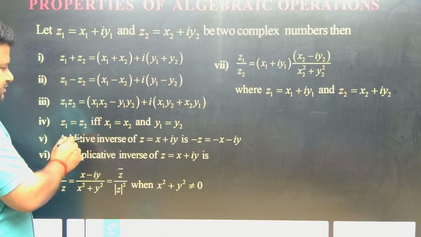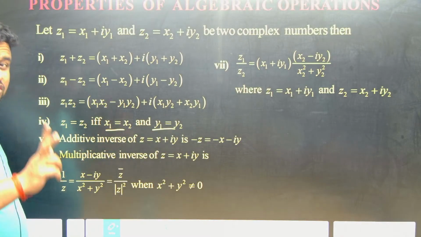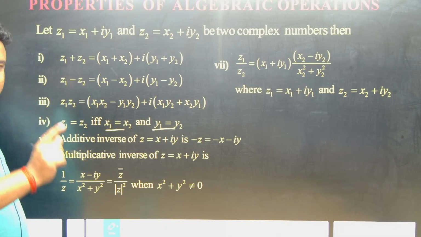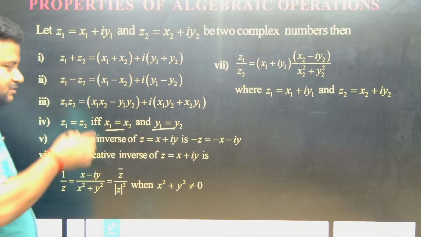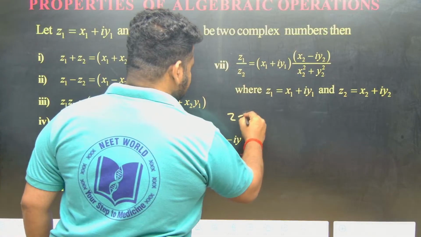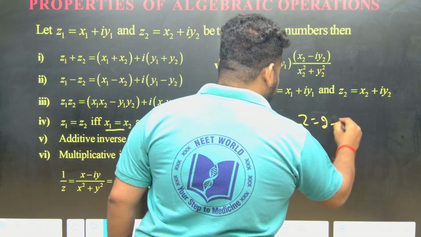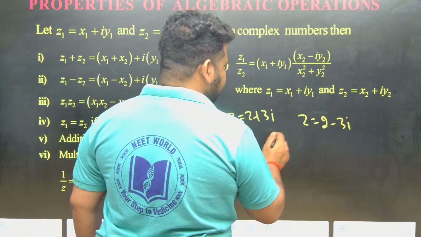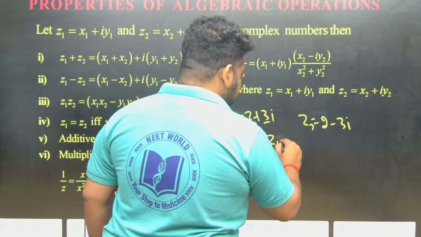z1 will be equal to z2 if and only if x1 is equal to x2 and y1 is equal to y2. That is, two complex numbers are equal if and only if the real parts are equal and the imaginary parts are equal. Suppose I write z1 is equal to 2 plus 3i, another complex number z2 is equal to 2 minus 3i. Here real parts are equal, 2 and 2. But the imaginary parts are plus 3 and minus 3. So z1 is not equal to z2.